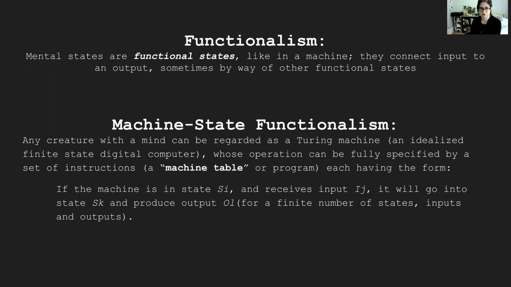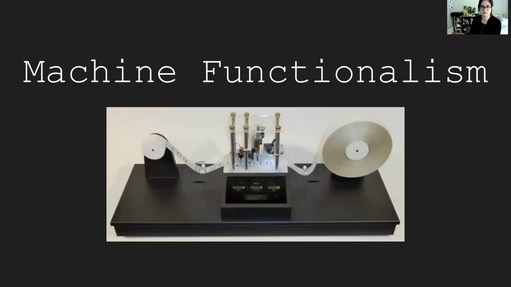And they each have the following form: if a machine is in a particular state, call it Si, and it receives a particular input, call it Ij, it will go into another state, call it Sk, and produce output O1, for example, for a finite number of states, inputs, and outputs. So this here is an example of a very simple kind of Turing machine or a finite state machine. The tape here carries information in the form of zeros and ones, a kind of binary code. This machine head reads the tape and writes on the tape. Those are the only two things it can do.